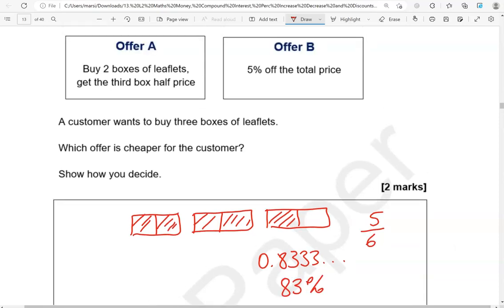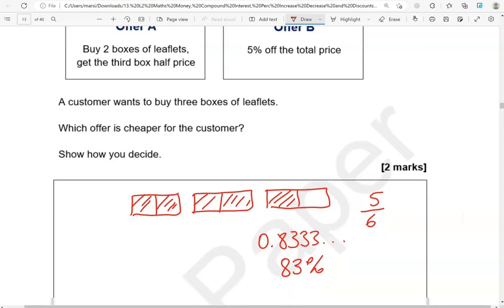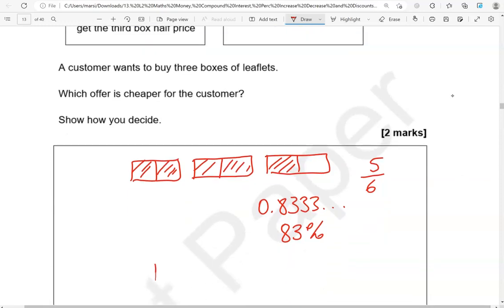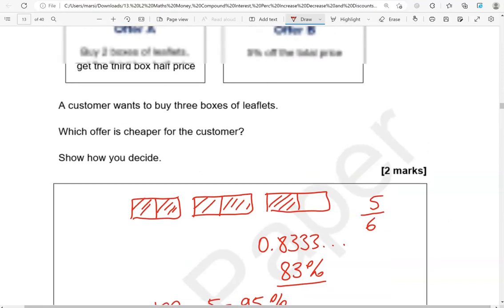With offer B, you get a 5% discount. So from the 100%, you take away 5, so that leaves you with 95% to be paid. So comparing the two, you pay more with offer B. So you get a better discount with offer A. So offer A is cheaper.